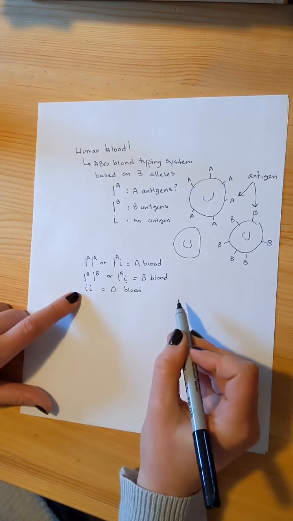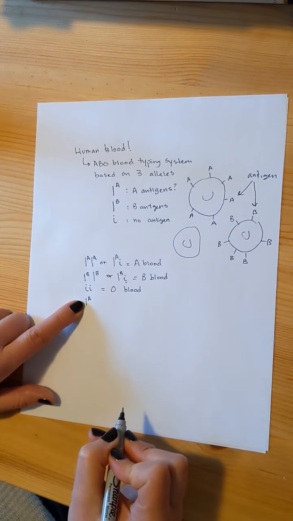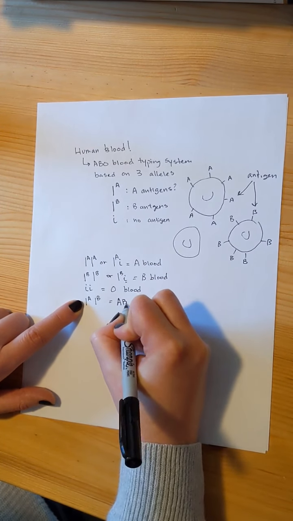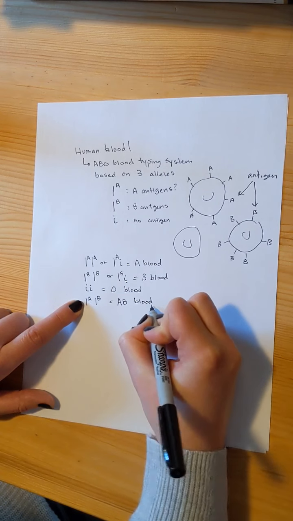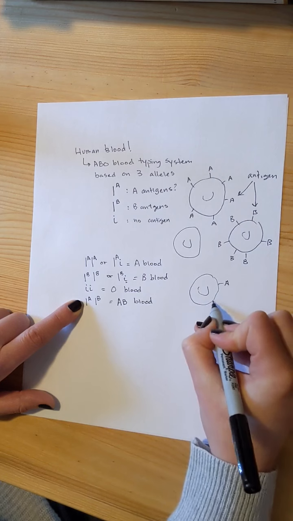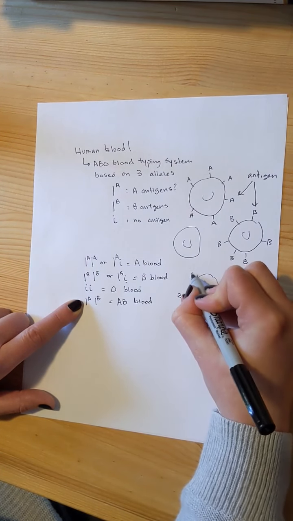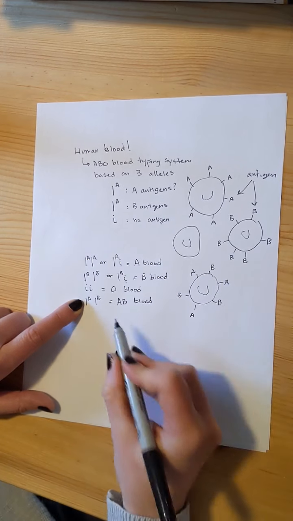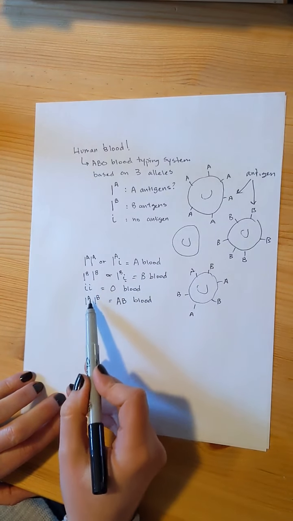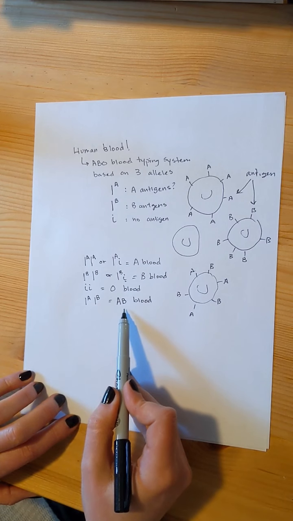So you may be wondering, what about AB blood? An individual with the allele for A antigens and B antigens would be AB blood. That would look like this. You have your red blood cell, and you have A's and B's, 2 types of antigens. So with 3 alleles, we have 6 genotypes, and we have 4 outcomes.